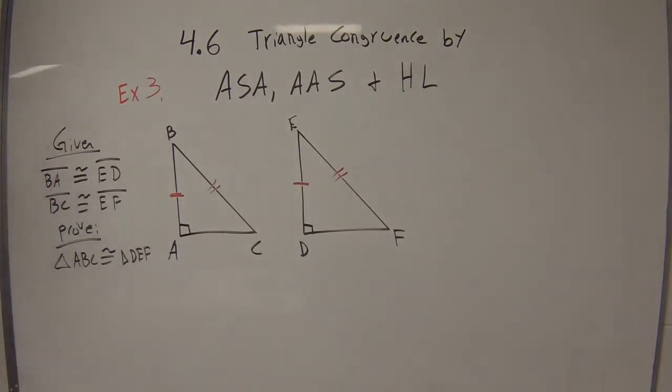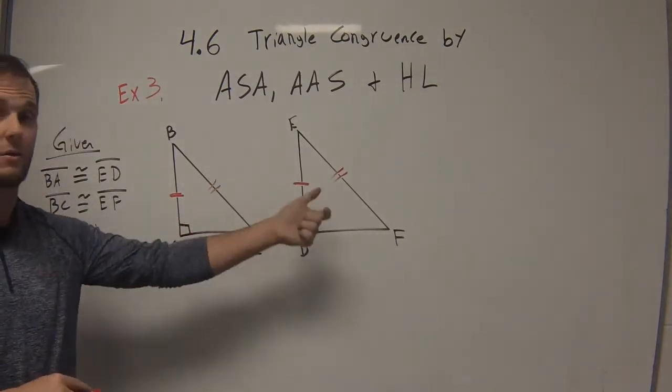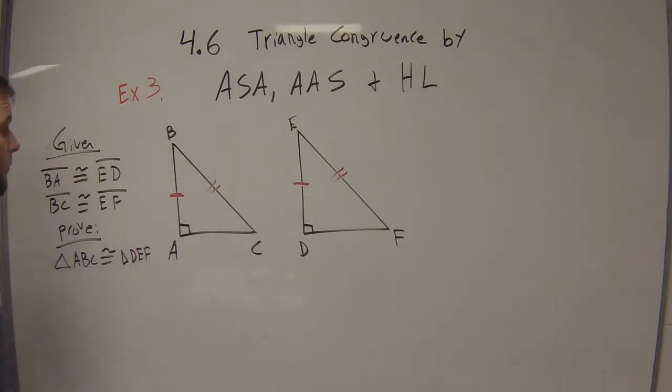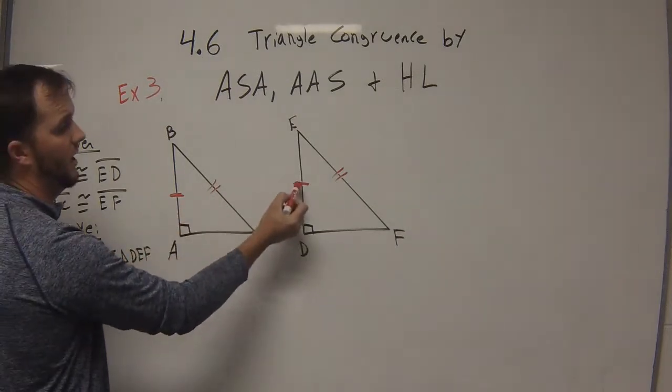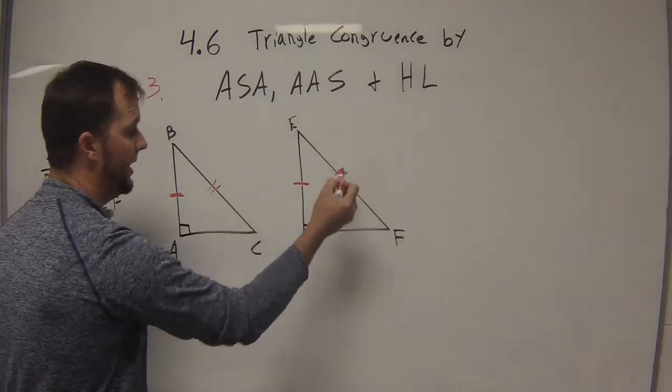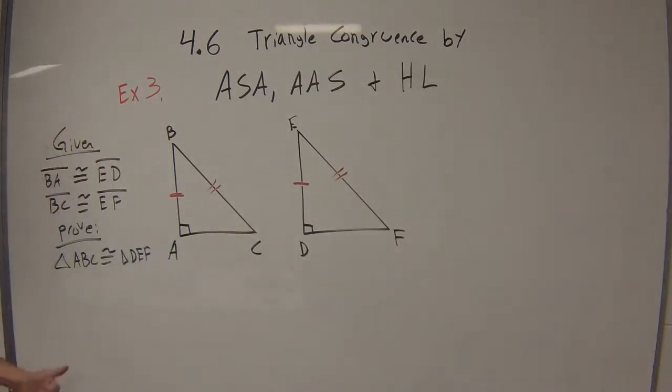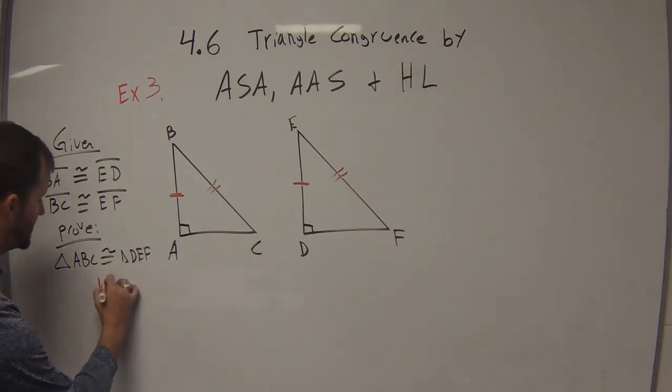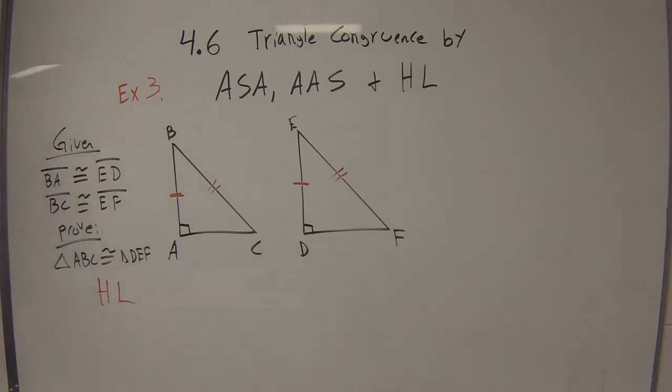So ladies and gentlemen, by looking at these two triangles, they are right triangles. One leg is congruent to the other leg, and the hypotenuse is congruent to the other hypotenuse. So ladies and gentlemen, triangle ABC would be congruent to triangle DEF because of the hypotenuse leg theorem. Done. It's that simple.